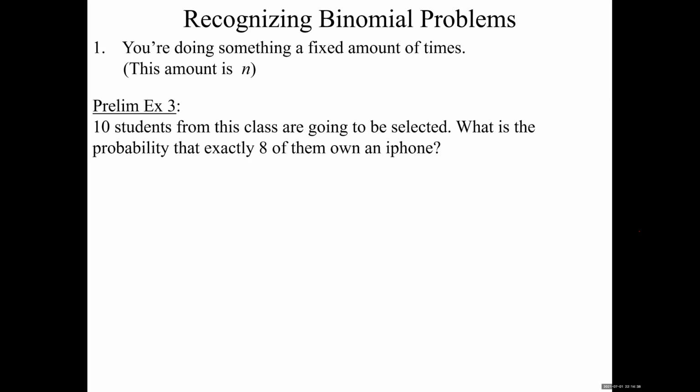Okay, that's better, yeah. So the thing we're doing is selecting one student. I know it doesn't say one student. We're selecting one student and we're going to repeat that 10 times. So when they say you're going to select 10 students, think about it like that. We're selecting one student and we're going to do that over and over again 10 times. So in this problem n is 10. Okay, you guys with me so far?